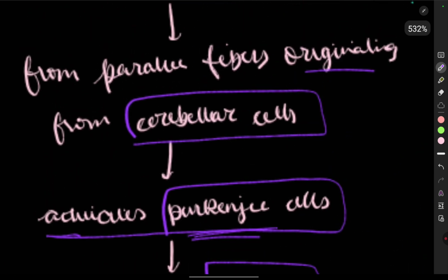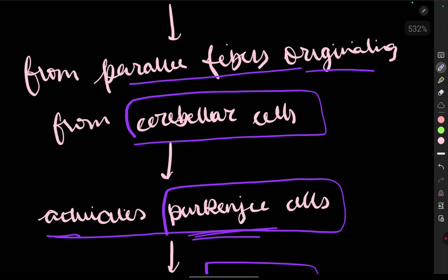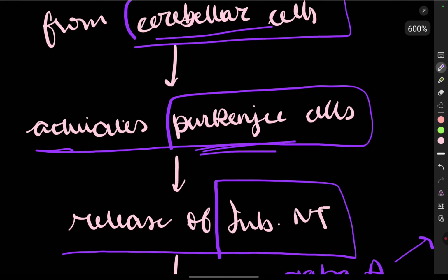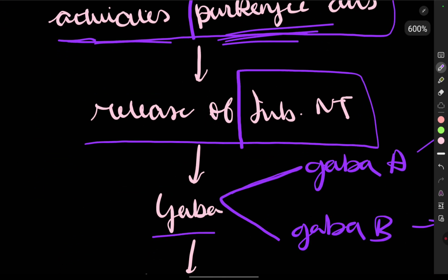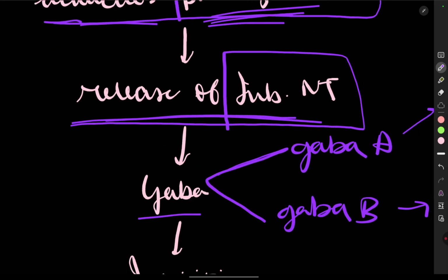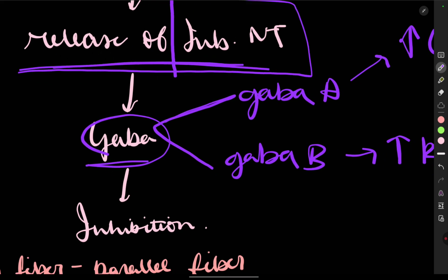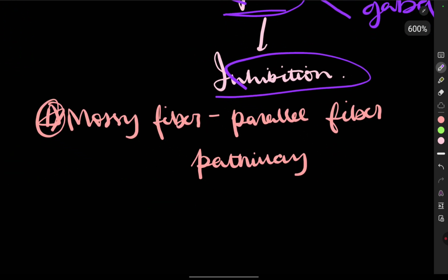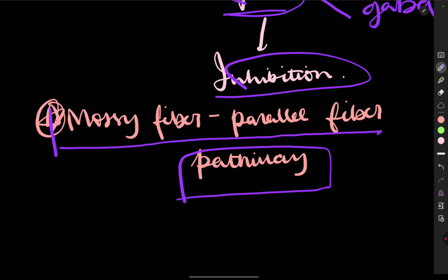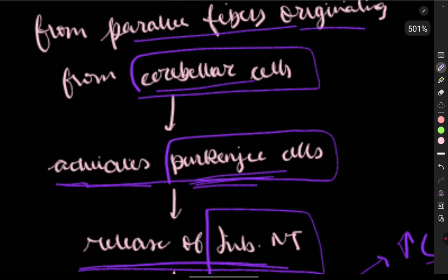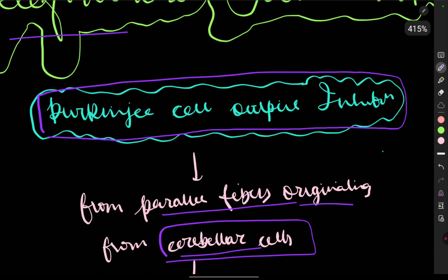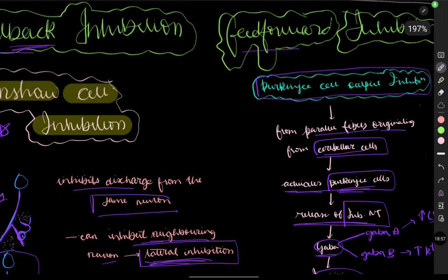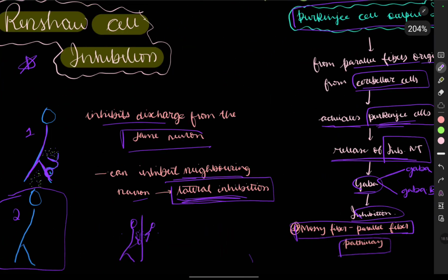So the parallel fibers originating from the cerebellar cells activate the Purkinje cells, and the Purkinje cells in turn release the inhibitory neurotransmitter like GABA, and the inhibition takes place. This is called the mossy fiber parallel fiber pathway, and also the Purkinje cell output inhibition. So we are done with the feedback and the feed forward inhibition.